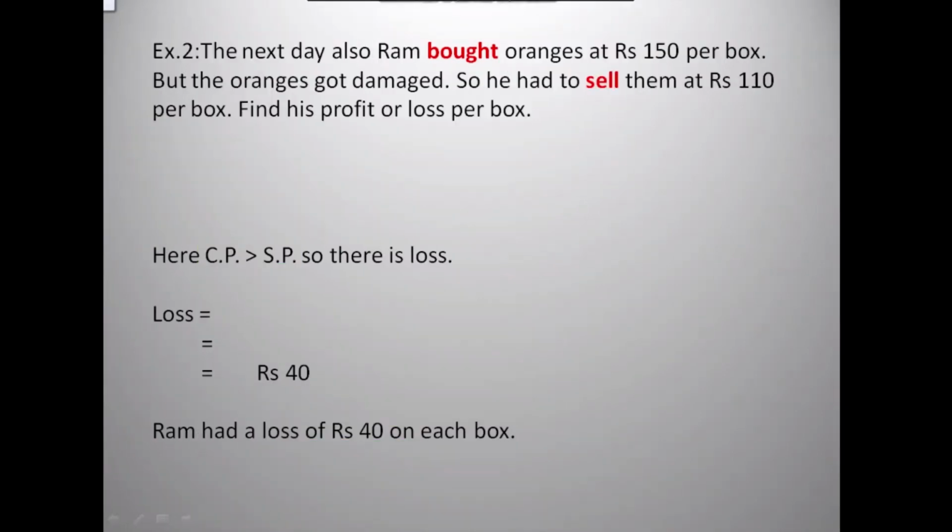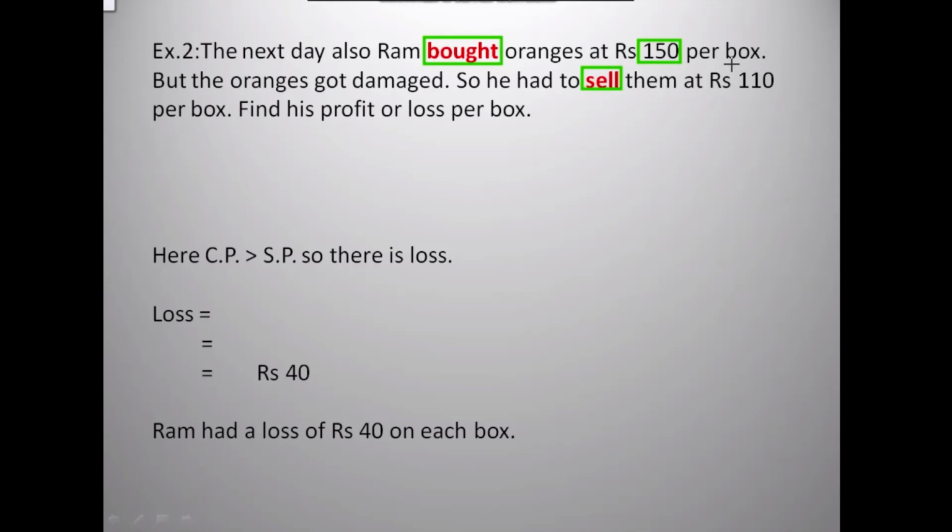Now let's see another example. Example number 2. The next day also Ram bought oranges at rupees 150 per box, but the oranges got damaged, so he had to sell them at rupees 110 per box. Find his profit or loss per box. Now students, Ram bought oranges. Now bought is nothing but the buying price, or you can say the cost price of oranges, that is rupees 150 per box. Now due to the damage, he had to sell them.